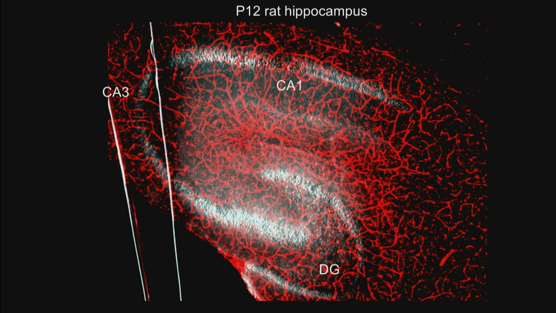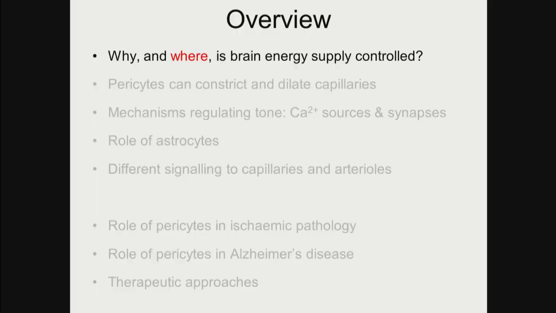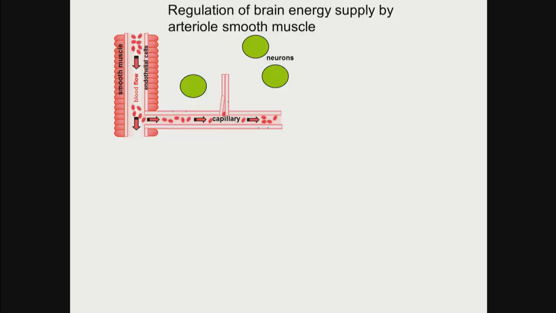And this dependence of the brain on energy supply, and its crucial need to increase local energy supply when it's thinking about something, underlie the fact that energy disorders play a major role in lots of neurodegenerative conditions. So where is the brain energy supply controlled?